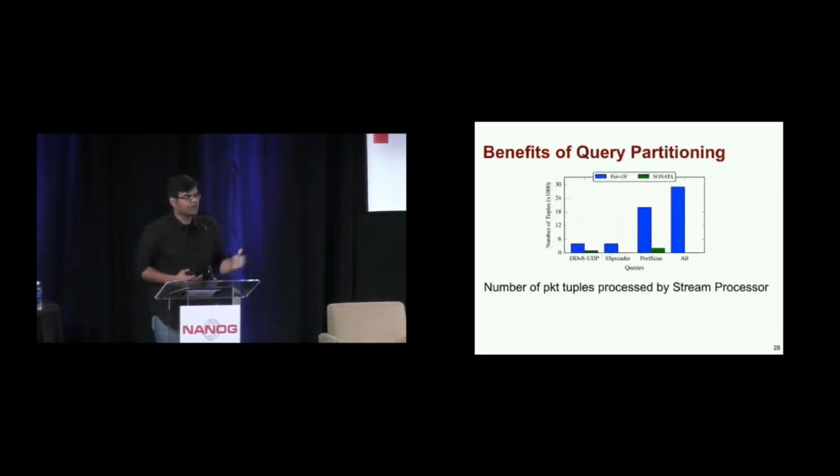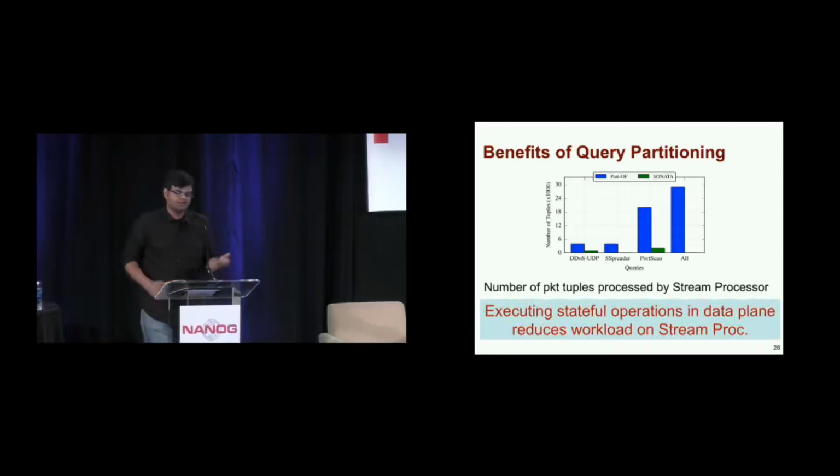This graph demonstrates the benefit of query partitioning. We have these three different applications' results shown independently, and then all of them running together in the system. The y-axis is the number of tuples that are processed by the stream processor. As you can see, compared to just doing sample and filter at the data plane, if you are able to do map reduce operations in the data plane itself, we are able to reduce the number of packets processed by the stream processor. The key takeaway is that executing stateful operations in the data plane reduces the workload on the stream processor.